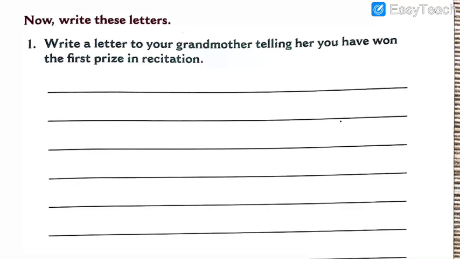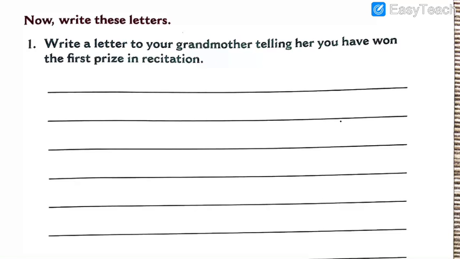So students, now here you might be having some doubts. Sir, where do we have to find the address from? I know that my grandmother is living here or there, but how to find the exact address? Students, let me give you one hint. It is not necessary that you write the exact address. You can make your own address, or you can ask them for the address.